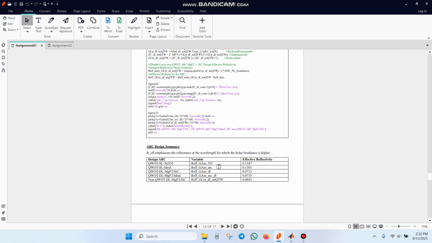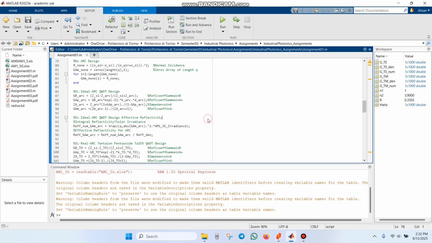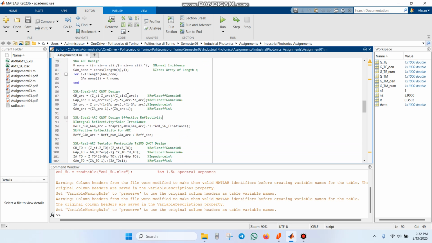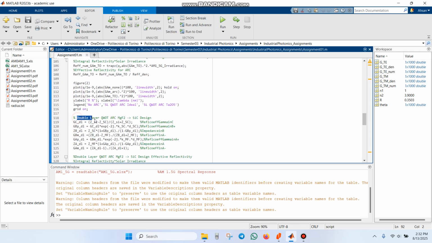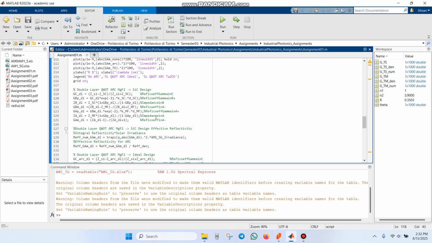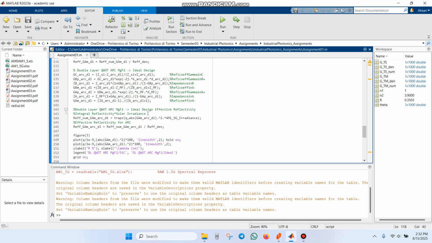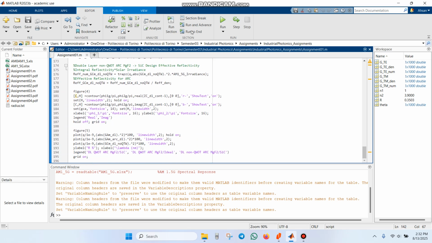And before that, I just shared the code with you. Same as before, this particular one is the ideal quarter wave optical thickness design. This particular one here is the silicon single layer ideal ARC quarter wave optical thickness design. This is the double layer with magnesium fluoride and silicon, and this is again the double layer quarter wave optical thickness, effective reflectivity. Then we have the ideal design, then we have the ideal design effective reflectivity, and so on. These are the rest of the plots.